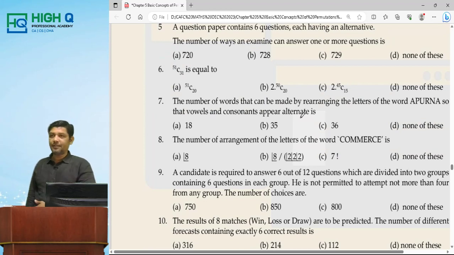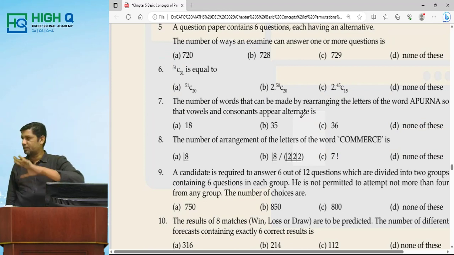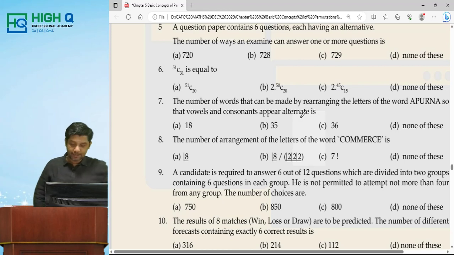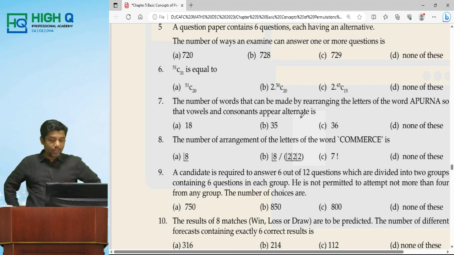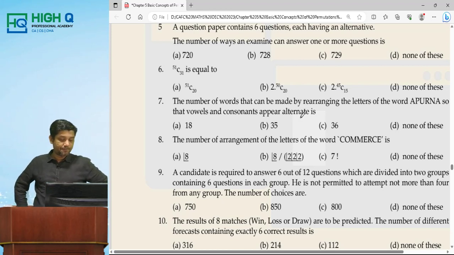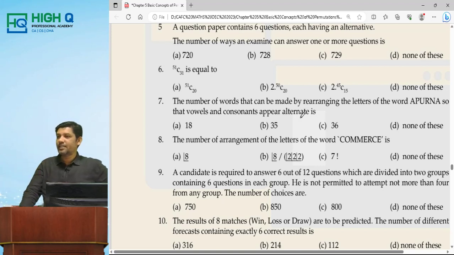Look at sum number 9. I'll go back to the other questions, don't worry. A candidate is required to answer 6 out of 12 questions, which are divided into 2 groups, containing 6 questions in each group. He is not permitted to attempt more than 4 from any group. Is this what we did yesterday, my dear, with 5-5? At least 2 to be answered, the same thing only.